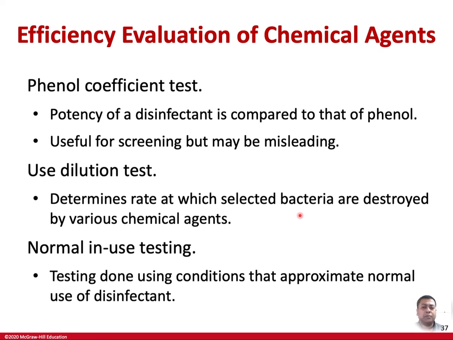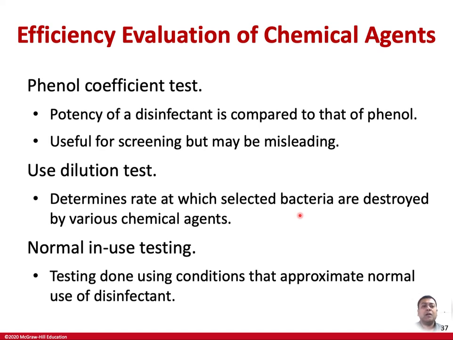So how do you calculate that? The higher the phenol coefficient value, the more effective that particular disinfectant is. If the value is greater than 1, it is actually better than phenol. If the phenol coefficient is 0.5, it is half as effective as phenol. If the phenol coefficient of a disinfectant is 2, that means it's twice as effective as phenol.